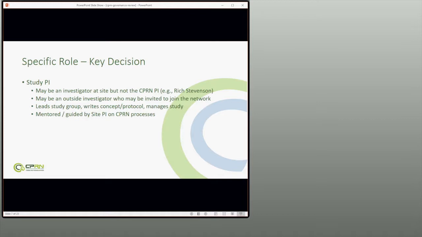And so the study PI, once a study is approved, leads that study. They may be invited to be a CPRN site and investigator as a function of that, but that creates an entree for almost anyone. And so that was a key decision we wanted to get people's feedback on, to see if the investigator committee had the same feelings of openness and encouragement of other study ideas, or if there were alternative opinions.